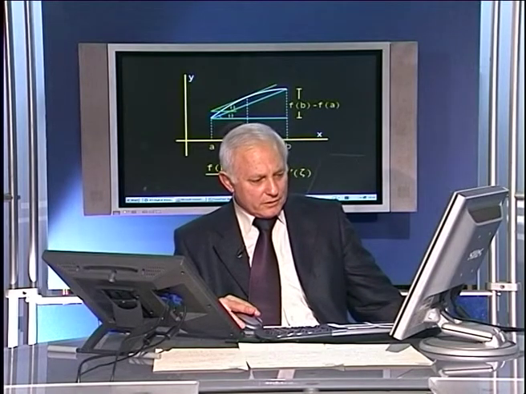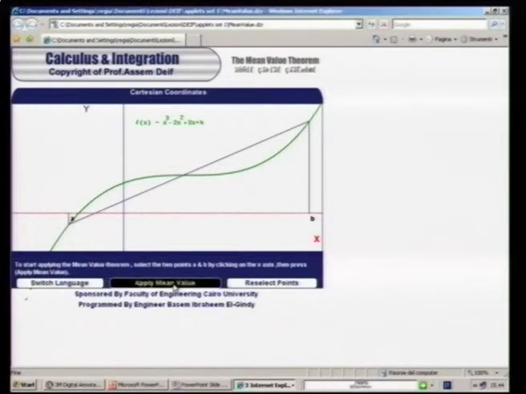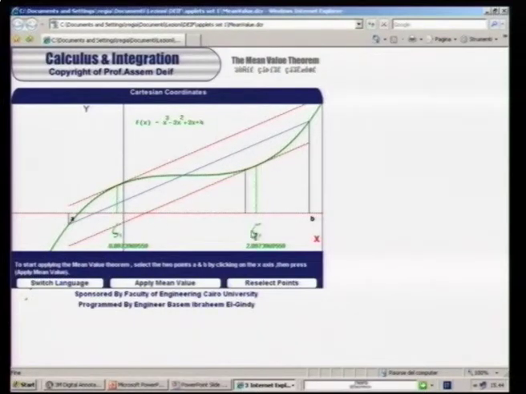For example, you can take this point here, and you have another point here. And this is the difference in y, all divided by the difference in x. And if you apply the mean value theorem, you get two values of zeta, zeta 1 and zeta 2. So what you have here is f of b minus f of a divided by b minus a is equal to the derivative at 2 points, not only at 1 point, but at 2 points.